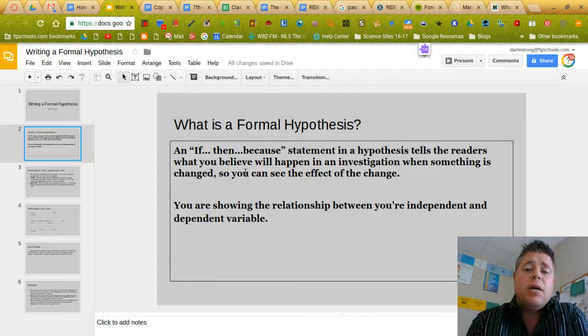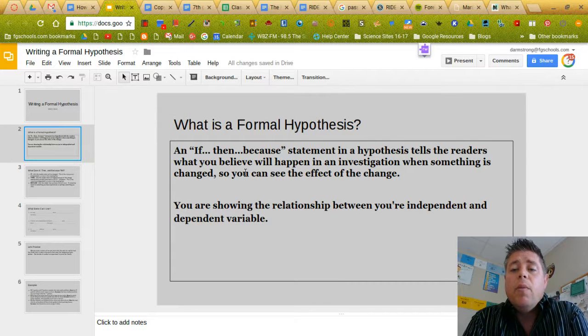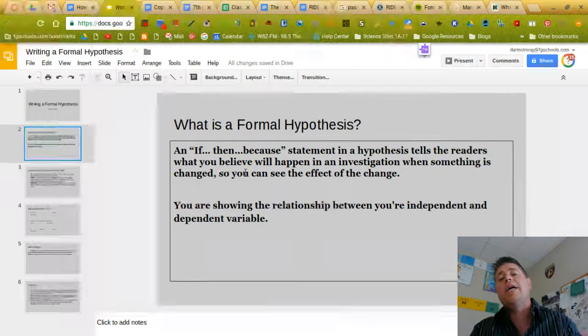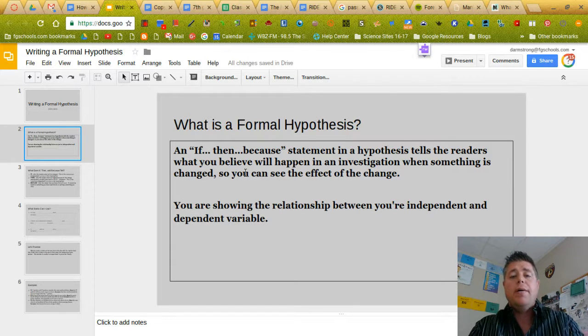Guys, something key that you need to take away from here is where I put it tells the readers what you believe will happen. Very important that you write as though you were the reader. And again, we want to show the relationship between our independent and dependent variable. So let's keep moving here.